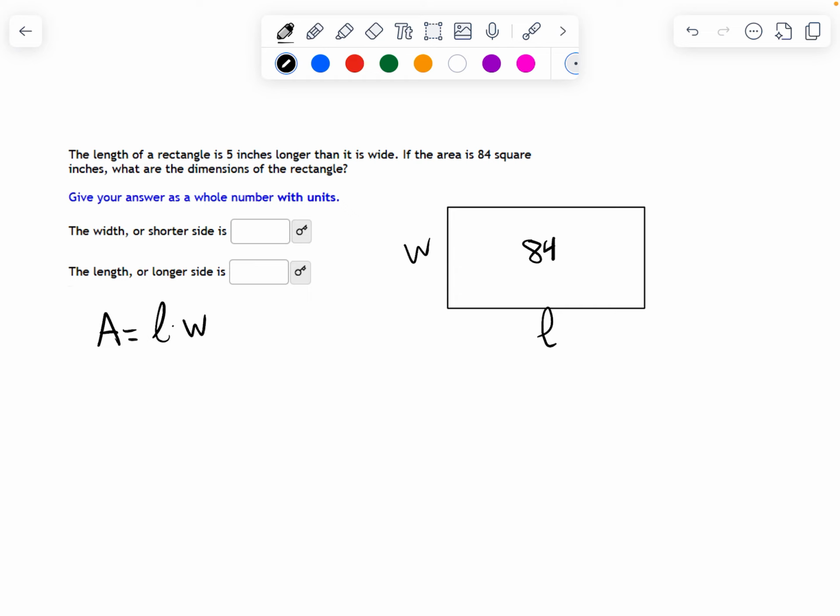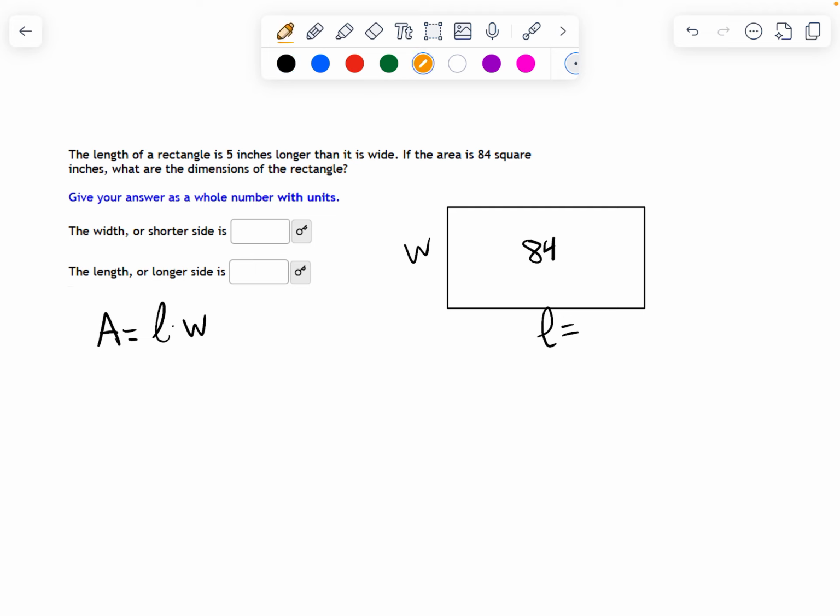So we have a couple of options here. We can write our equation in terms of just length or just width. I'm going to write it in terms of just width because I like writing W more than L. We can do it either way. I'll show you what the equation would be otherwise. It's going to be really similar.